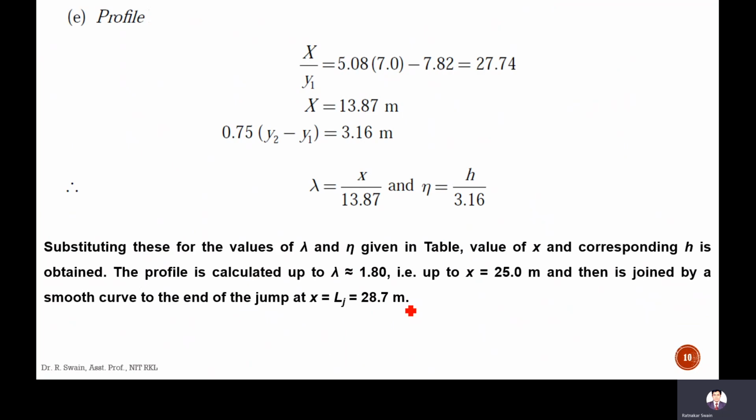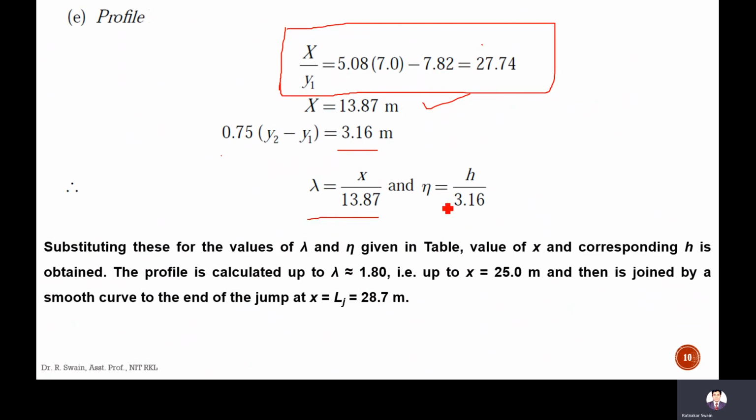Next, the profile is estimated. How is the profile estimated? X by Y1, that I already discussed, is calculated. Y1 is known, so the capital X value is calculated. X by Y1 is 5.08 into how much? F1 minus 7.82. So from that expression, the capital X value is calculated. And 0.75 times Y2 minus Y1 is 3.16, that is calculated. So lambda is small x by capital X, and eta is h by this 0.75 times Y2 minus Y1. So lambda and eta are calculated.